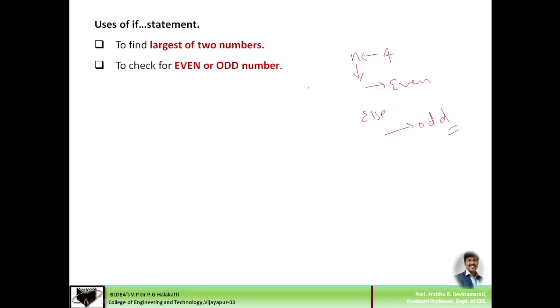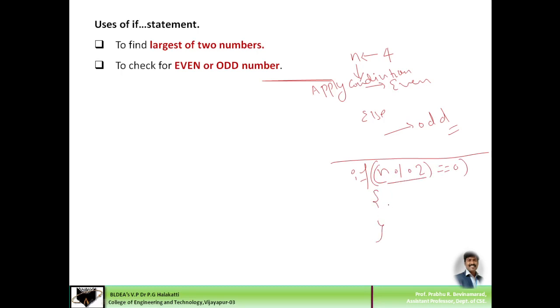We will apply some condition here. So what condition will we apply? I write: if n mod 2 equal to 0, I say the number is even, else the number is odd.